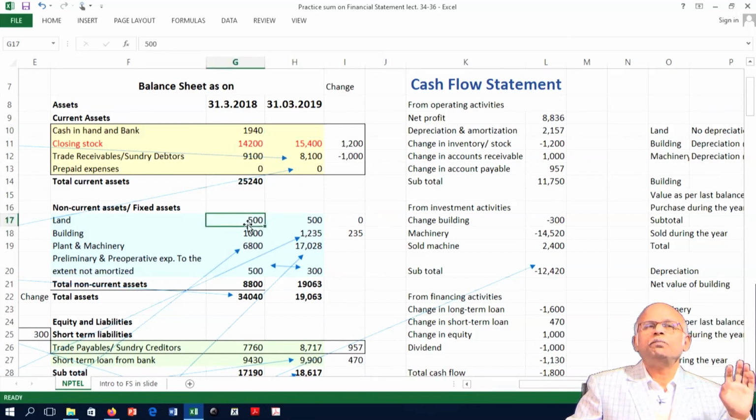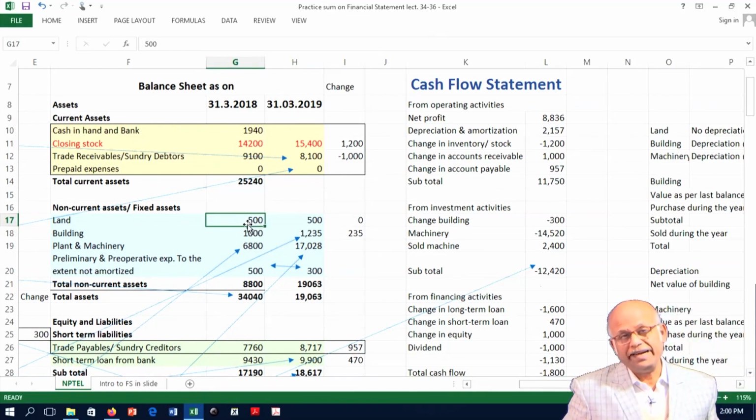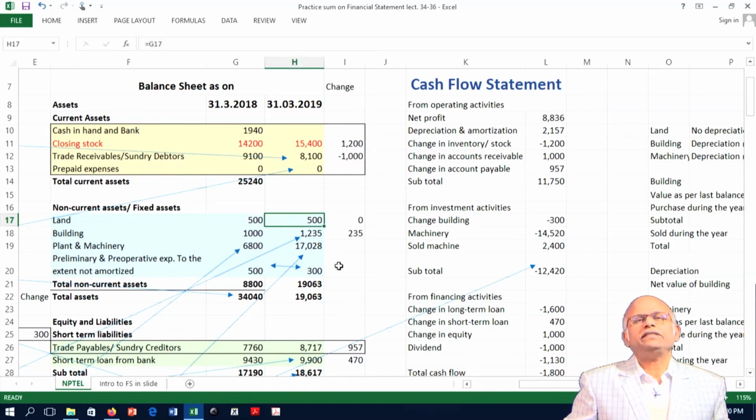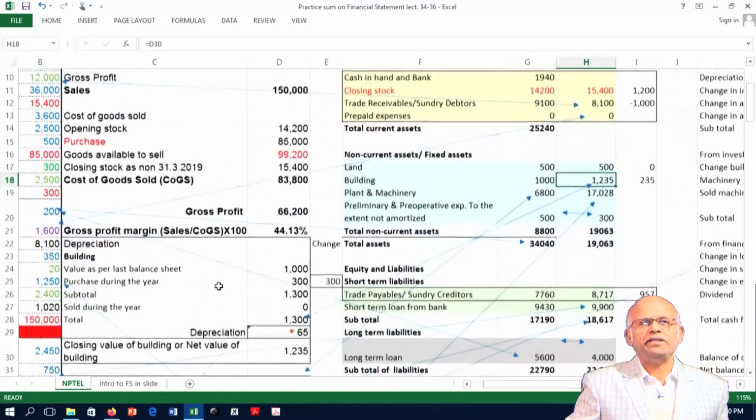This year, if you have made a fresh purchase of land, that is to be directly added. If you have sold a piece of land, that is to be directly subtracted from the previous balance, but we have not done any transaction on land. So, land value remains the same. So, we are not doing any transaction on that. Building value we have already shown. So, there should be no fresh estimation or anything. We have done that here.